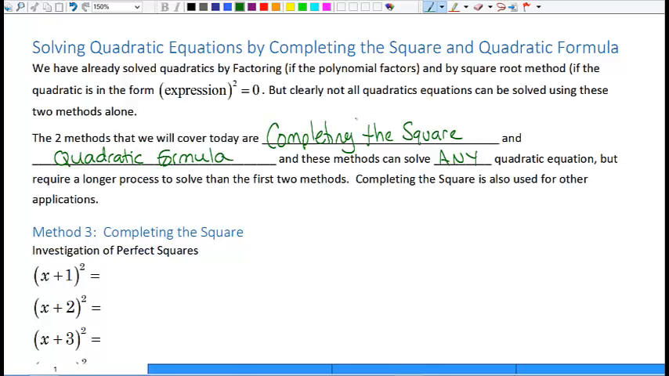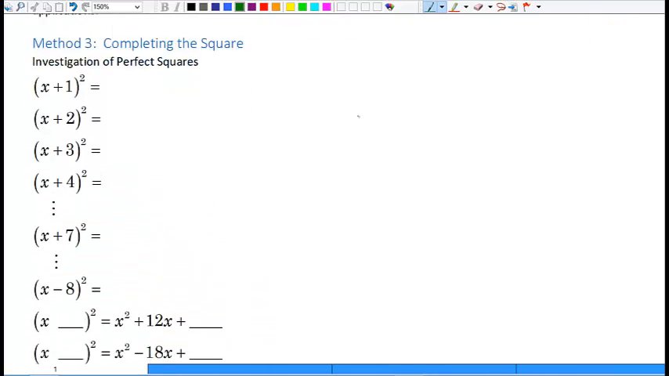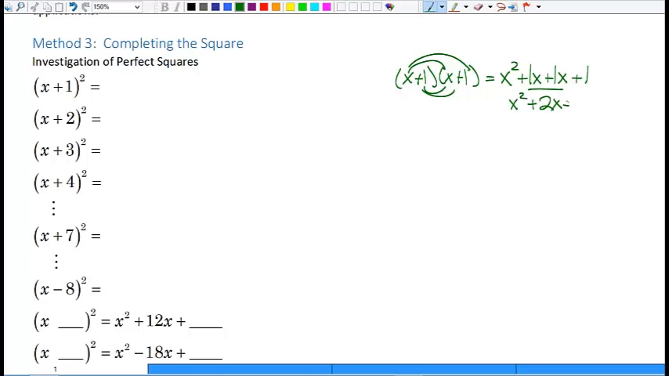So method 3. Before we actually teach you how to complete the square, I want to do a small investigation about perfect squares. So x plus 1 quantity squared means x plus 1 times itself, x plus 1. I'm going to do the work over here, which gets me x squared plus 1x plus another 1x plus 1. I add those two middle ones and I'm getting 2x in the middle term. So we have x plus 1 quantity squared is equal to x squared plus 2x plus 1.